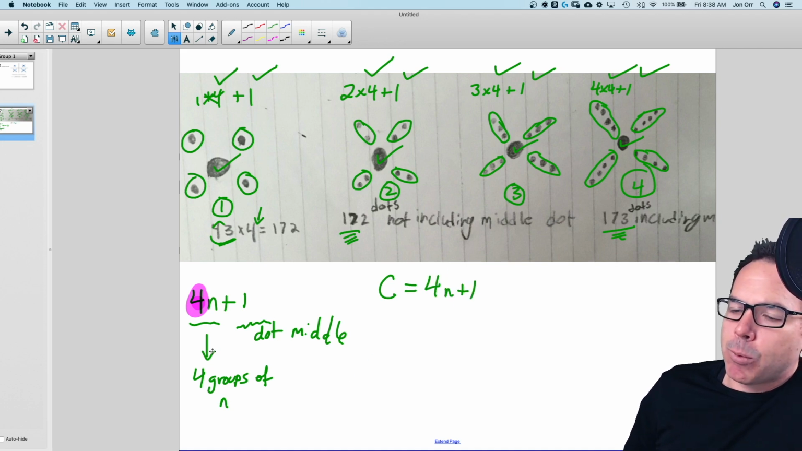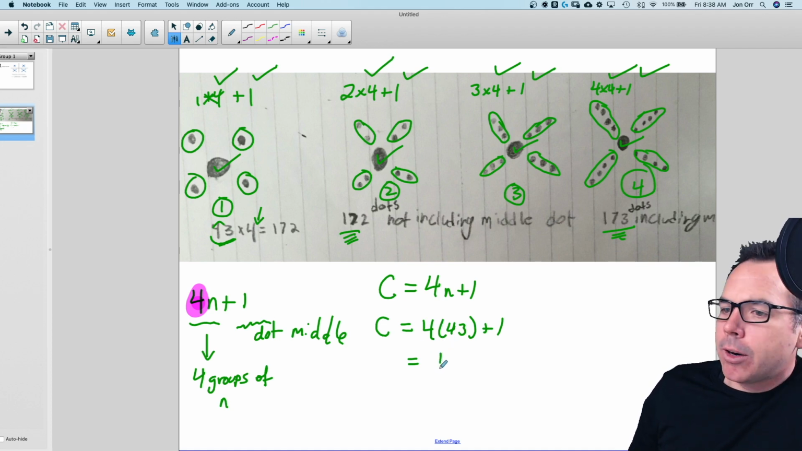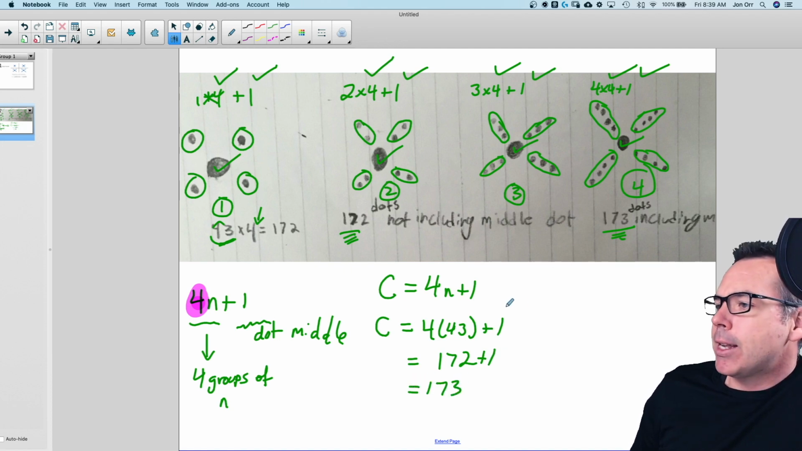And that represents the number of circles at step n. Now, if I use my formula right now, check this out. It's going to match your solutions here. So the circles would be 4 times 43 plus 1. We've seen some calculations from our friends here that 4 times 43 was 172, and then we add 1 more, we get 173. Give me a hand raise if you also got 173 in your calculations for how many circles would be on step 43.